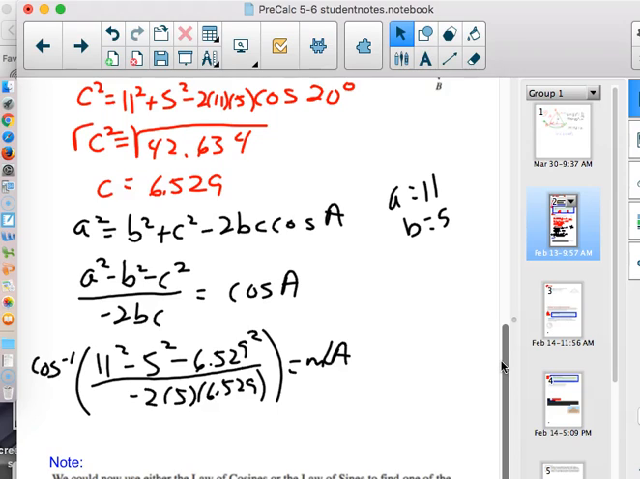11 squared minus 5 squared minus, remember we stored that in x, so alpha x squared. And I put all of that in parentheses so the calculator knows everything on top, divided by parentheses, negative 2 times 5 times x. And now I just need the inverse cosine of that. So second cosine of our answer. And there we are, 144.817 degrees.